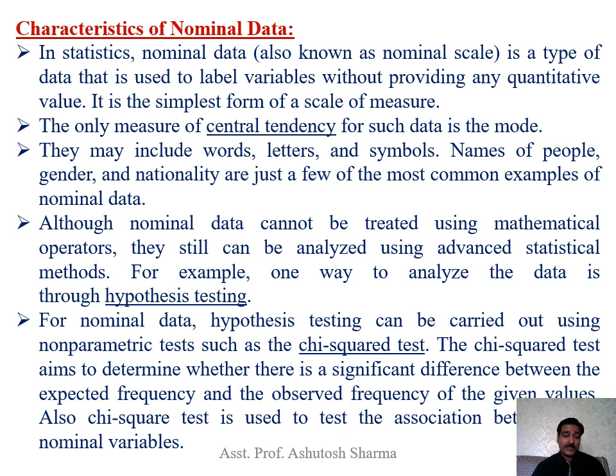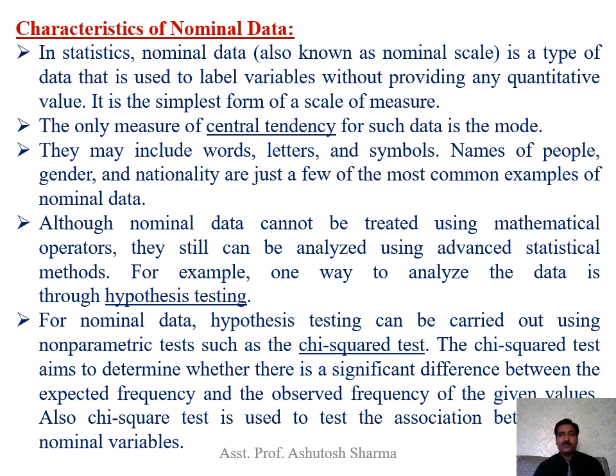So that's why I told you that appropriate technique would depend on what kind of data we have collected, on which scale we have collected the data. So in case of nominal data, only mode can be applied. Next, they may include words, letters and symbols. Name of the people, gender and nationality are just a few of the most common examples of nominal data. Although nominal data cannot be treated using mathematical operators, they still can be analyzed using advanced statistical methods. For example, one way to analyze the data is through hypothesis testing.